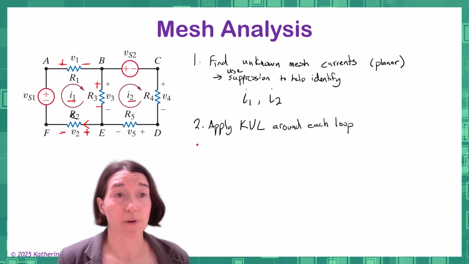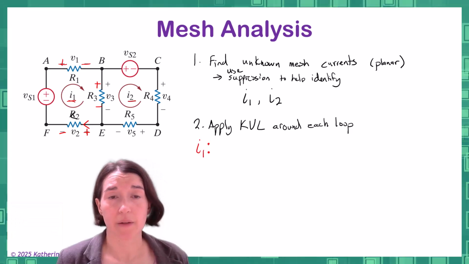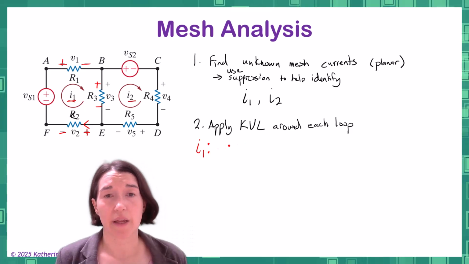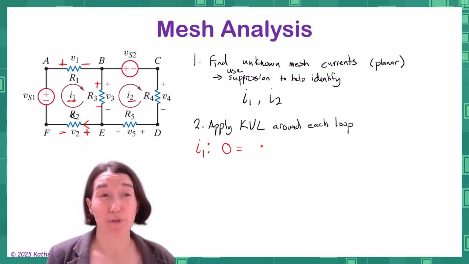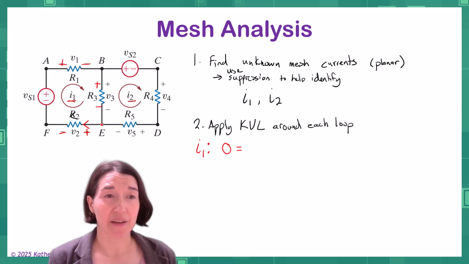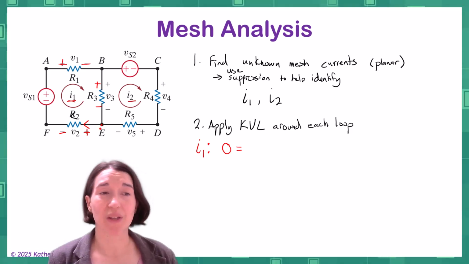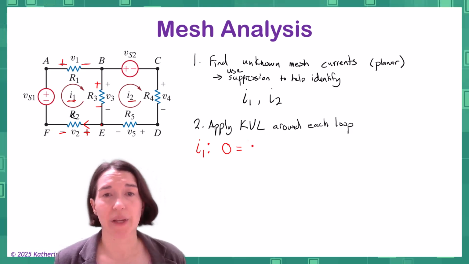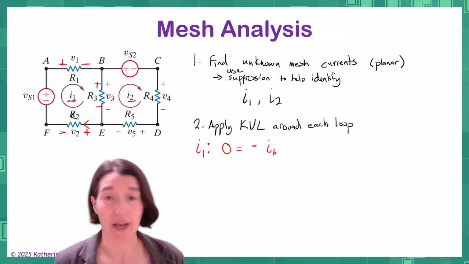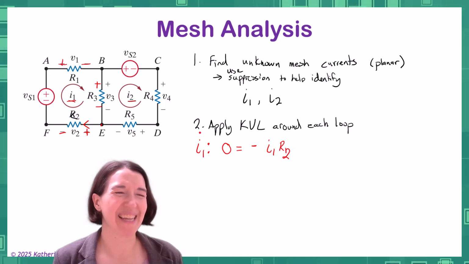Yeah, we're going to call this I1, just to keep everything straight. And then 0 is going to be equal to, we're going to add up the voltages around the loop. Here, I kind of have to start from somewhere. So we're going to start from here, go here, it goes down, and it's V equals IR. So it would be a negative I1 R2 here.